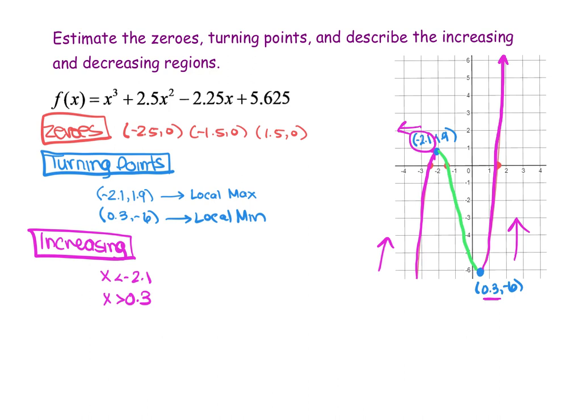We then have one decreasing region here, and it's sandwiched between two values. I can see here that my decreasing region is sandwiched between negative 2.1 and 0.3. It's decreasing in between those two points. So I'm going to create a little sandwich here and say that the decreasing region occurs when x is on the bigger side of negative 2.1 and x is on the smaller side of 0.3, to show x is in the middle of those two points.